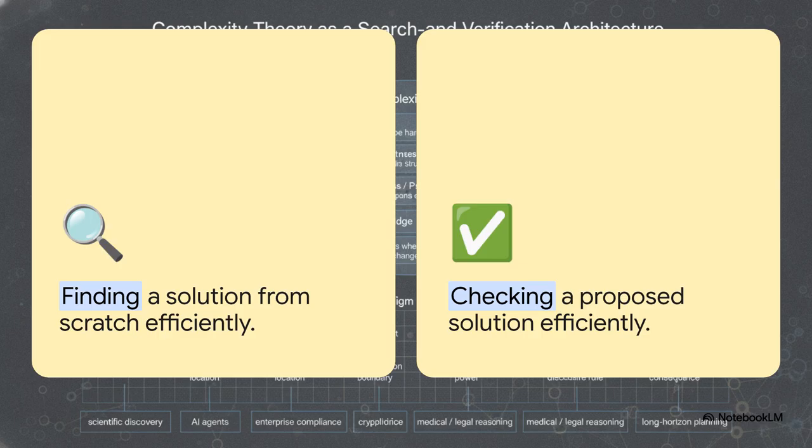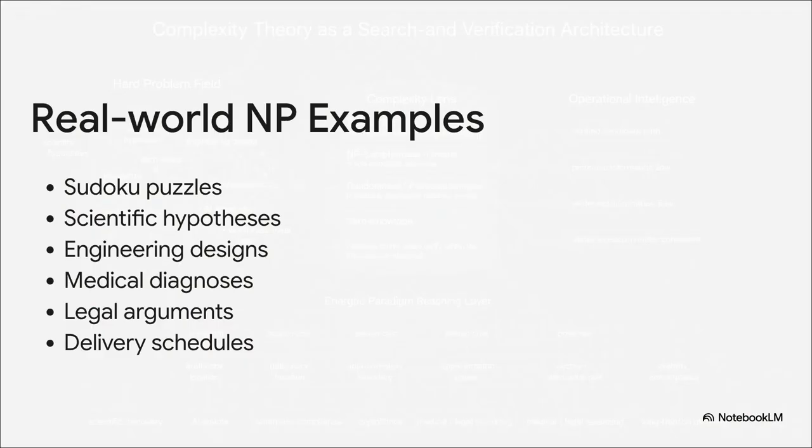NP represents a class of problems where finding the answer from scratch might take an astronomically long time, like longer than the lifespan of the universe. But if someone hands you a proposed solution, you can verify if it's correct incredibly fast. So the big overarching question here is, are finding an answer and verifying an answer fundamentally different things? And this asymmetry, where finding is super hard but checking is super easy, brilliantly illustrates why this mathematical concept is so deeply human.